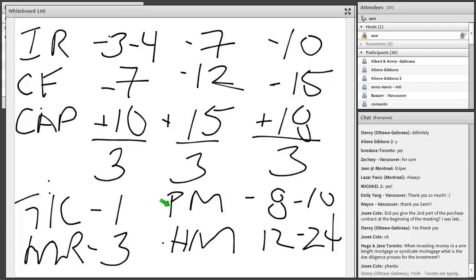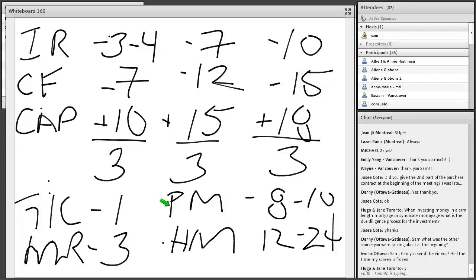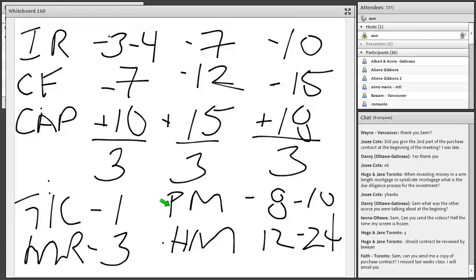When investing money in an arm's length mortgage or syndicated mortgage, what is the due diligence process for the investment? Well, if you're investing in an arm's length mortgage or a syndicated mortgage, any mortgage, it really comes down to security of the loan and interest rate. That's what it really comes down to, Hugo and Jane. Does that make sense? If you want to send me something to look at, I'll be more than happy to look at that.